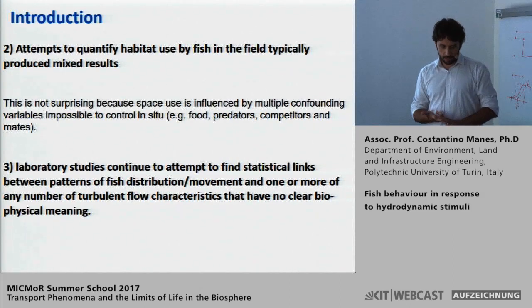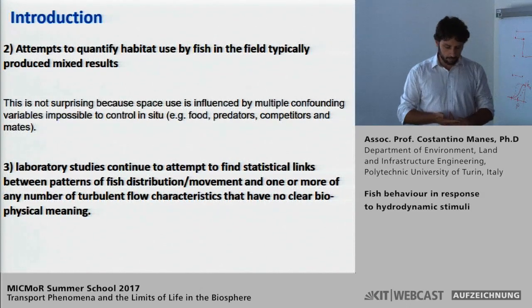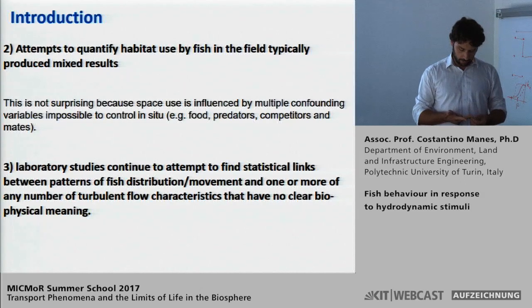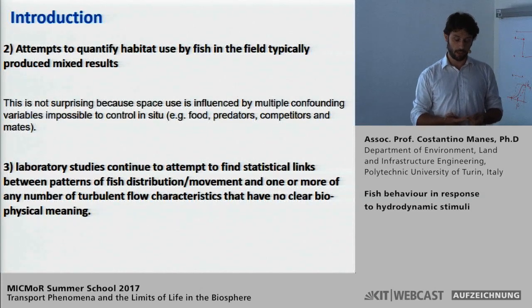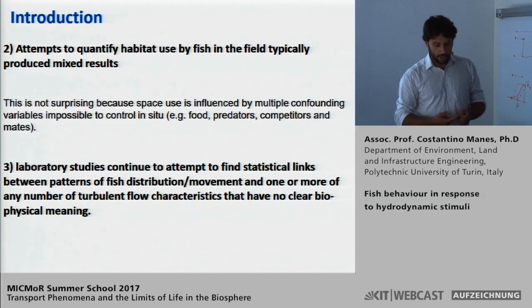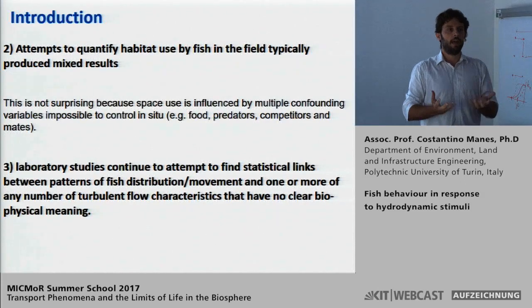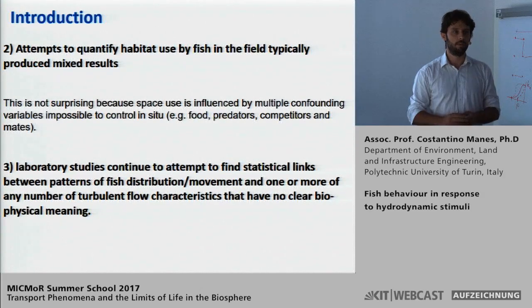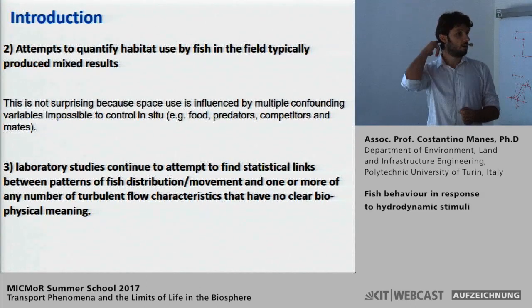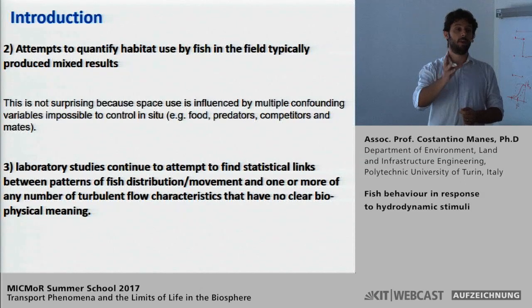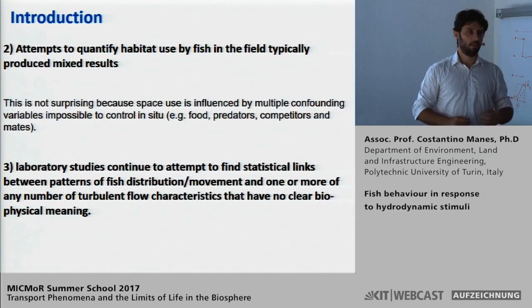The third reason is that previous papers tended to, again, find statistical links between space use and turbulent flow characteristics, velocity statistics, that have no clear biological meaning. So some people say, okay, I've noticed that there is a strong correlation between space use and the turbulent shear stress.